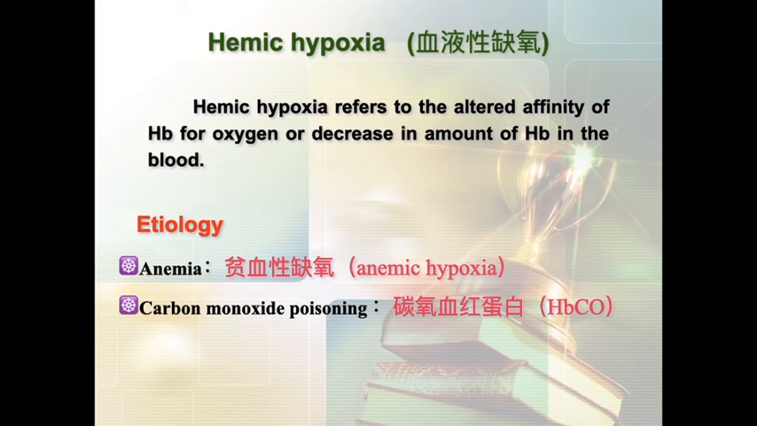And the most popular reasons to cause hemic hypoxia, one is anemia. As we know, anemia patients look pale, they have fewer RBCs. Hemoglobin stays inside our RBCs. If you have fewer RBCs, of course, naturally, the quantity of hemoglobin will be decreased.